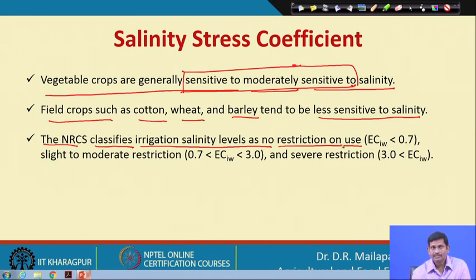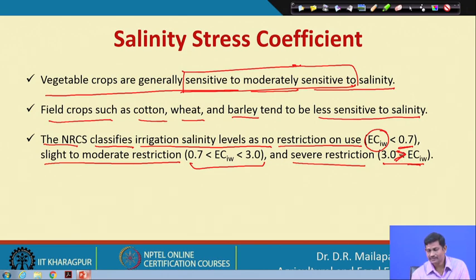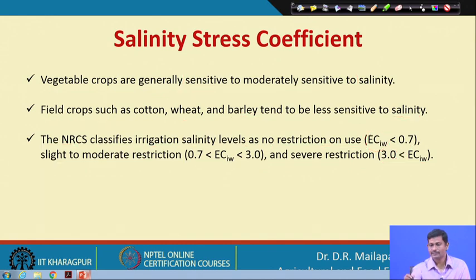Irrigation water which has electrical conductivity less than 0.7 can be used with no restriction on use, so you can use it for any crop. Slight to moderate restriction is generally 0.7 to 3. Severe restriction is when the ECiw is greater than 3. Greater than 3 needs great care, it is severely restricted, and we should not use it for irrigation. Okay.